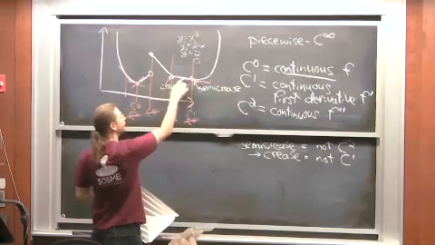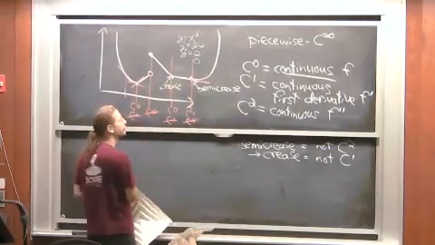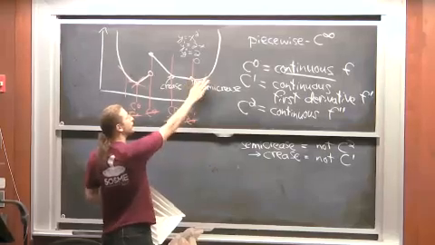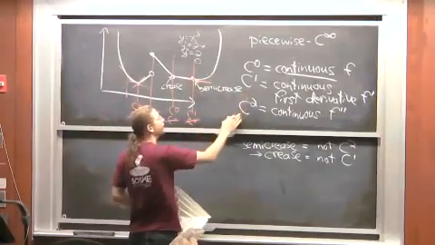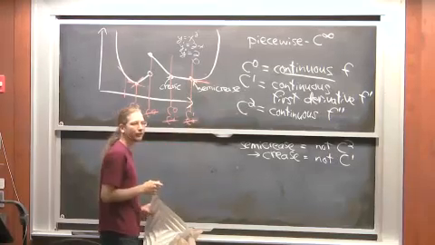Here the derivative changes. That looks like a crease if you had a one-dimensional piece of paper. This doesn't look like a crease. It's kind of smooth, but not. It's a little bit smooth. It's C1, but it's not C2, so there's a semi-crease there.